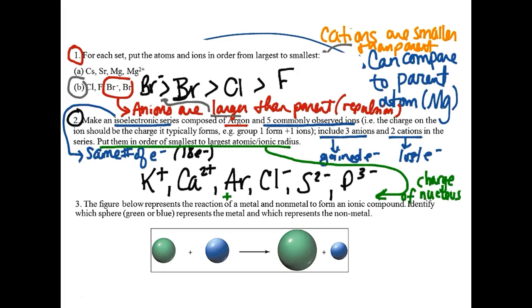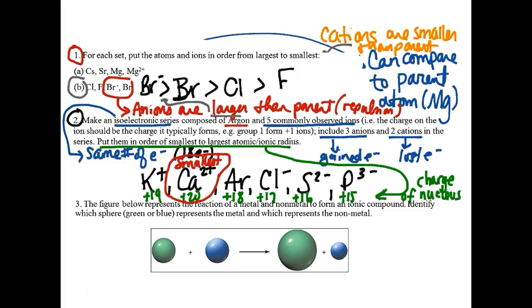The charge of the nucleus differs in all of these. Argon is plus 18, chloride has a plus 17, sulfide is plus 16, phosphide is plus 15. Potassium is plus 19, and calcium is plus 20. So for all of these, the one with the highest nuclear charge is calcium, which means that calcium's valence electrons are going to feel the strongest pull from the nucleus, and it's going to be the smallest of all of these. Because it has a higher effective nuclear charge, it's going to attract those valence electrons more, it's going to pull them in tighter.